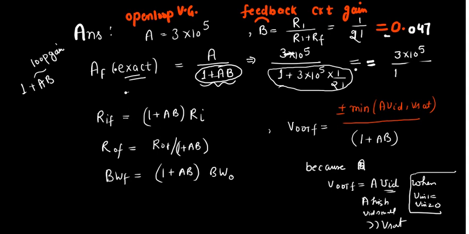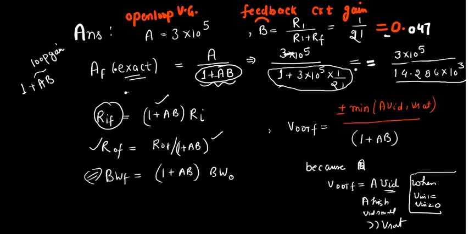14 to... no, no, it will not be that much. Into 10 to the power 3. So you'll see that your AF would be divided by this factor. Your RIF or the input resistance will get multiplied with this factor. Your output resistance will be factored by this value 1 plus AB. Your bandwidth would get scaled by this factor. So just evaluate 1 plus AB and you can see.